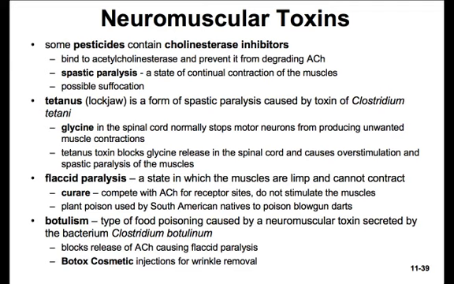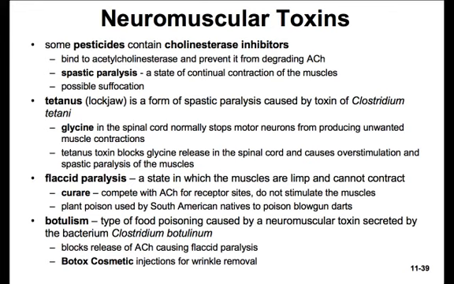Clostridium tetani is a bacteria that causes tetanus. It's a form of spastic paralysis. Glycine in the spinal cord normally stops motor neurons from producing unwanted muscle contractions. The tetanus toxin blocks glycine release in the spinal cord and causes overstimulation and thus spastic paralysis of the muscles.